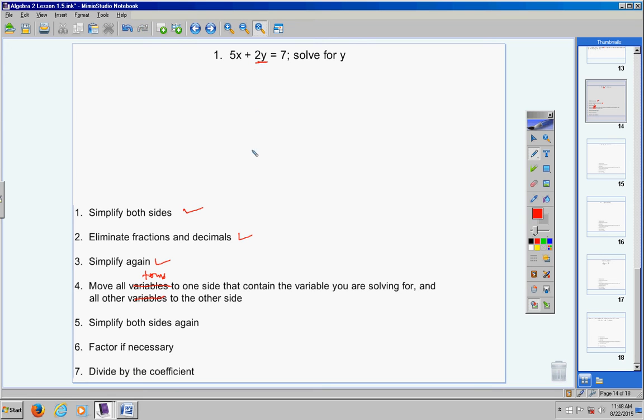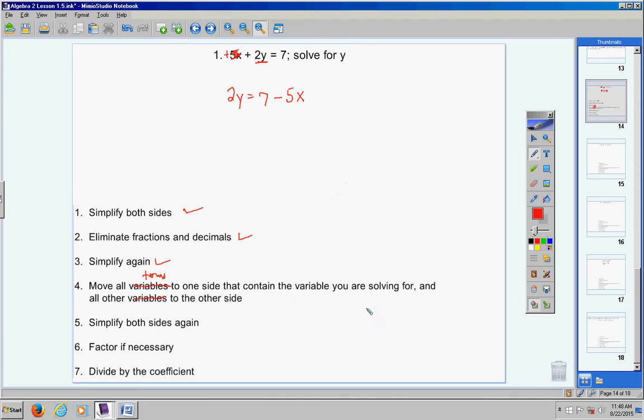That one does. So you want to get this term all by itself on one side and get everything else on the other side. Well, since the 2y is already on this side, let's bring everything else over to the other side. Well, the 7's already here. I'm going to bring the 5x over and make it a negative 5x. It was a positive 5x. Now it's a negative 5x.